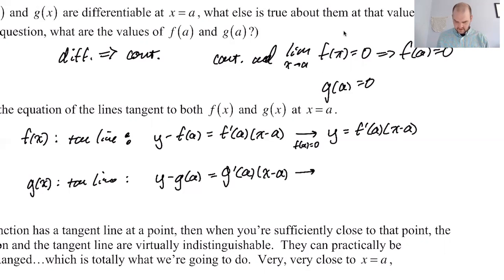It's so loud. So this becomes g prime of a, and then x minus a. All right, and this was true because we knew that g of a equaled 0, right?